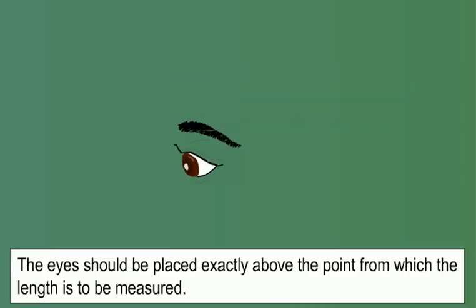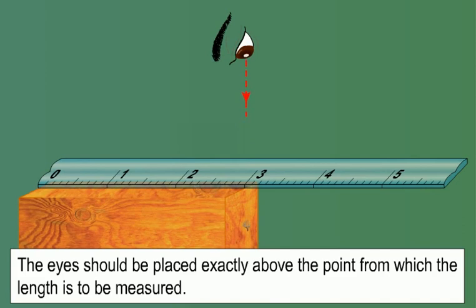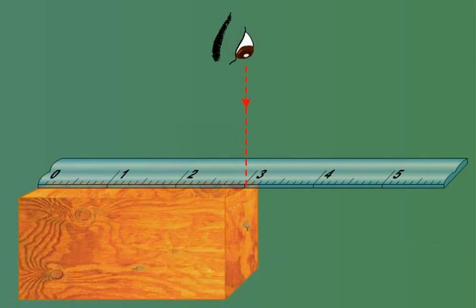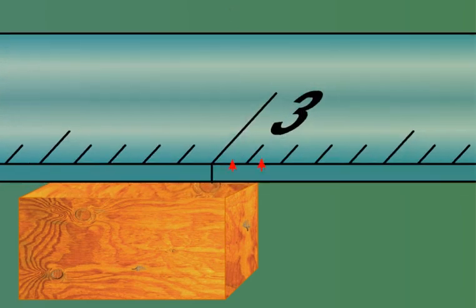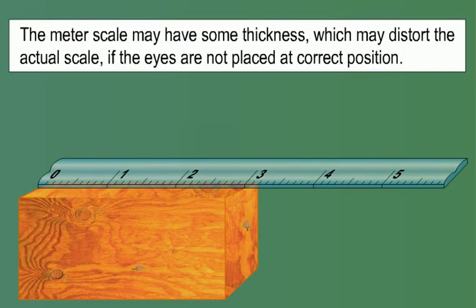The eyes should be placed exactly above the point from which the length is to be measured. Students, the meter scale may have some thickness, which may distort the actual scale if the eyes are not placed at the correct position.